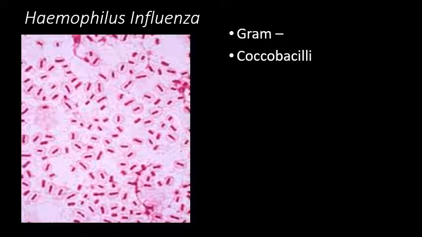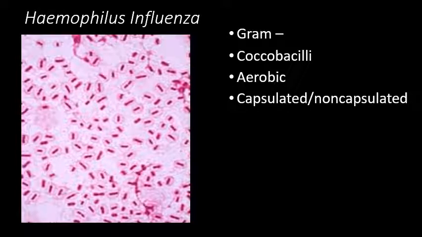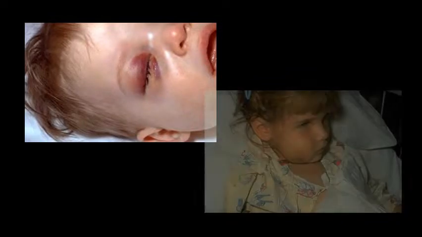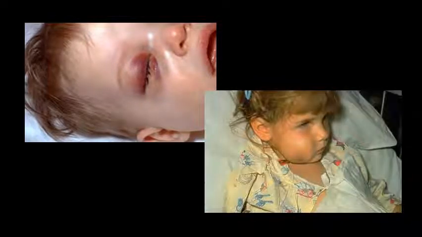I won't ask you what shape the bacteria are anyway. I just want you to recognize that an encapsulated bacteria can stick onto cells. They are aerobic. They live in the respiratory system. All right. They can be encapsulated or non-encapsulated. Okay, so here's a wee babe that's got some blood infection that's happening, and here's a little girl. She does not look very happy with her infection.